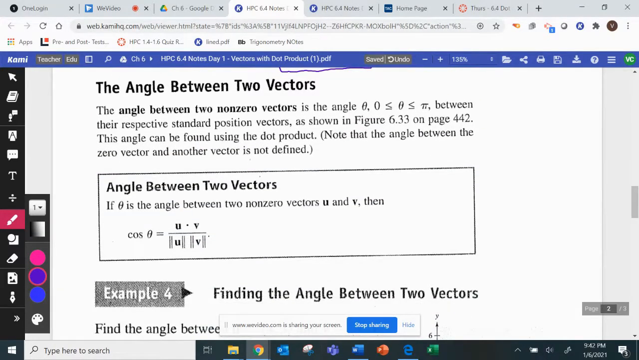An angle between two vectors. We can find the angle between two vectors by using the dot product.